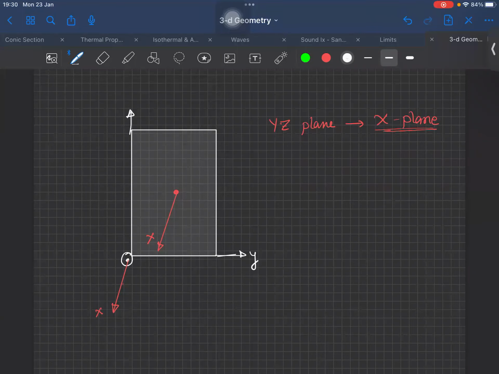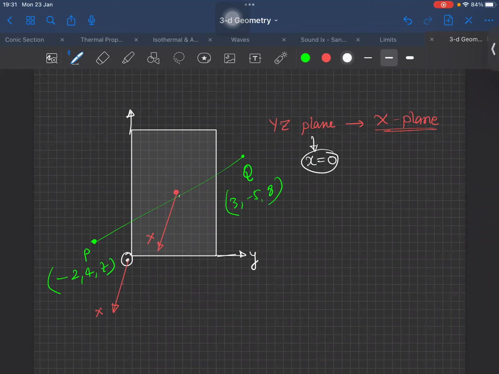Now find the ratio in which the YZ plane divides the line segment formed by joining the points. In the YZ plane, the value of X is always 0. You have to understand that. So there are 2 points, some point P and some point Q. The coordinates of P and Q are given: P is (-2, 4, 7) and Q is (3, -5, 8). So these are the 2 points given.